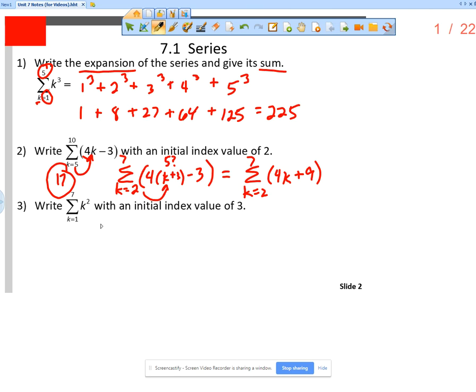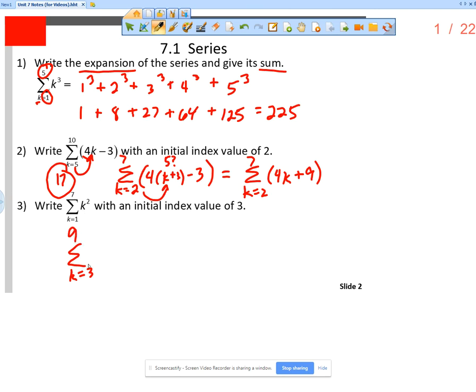All right, next one. Write the sum from k equals 1 to 7 of k squared with an initial index value of 3. So what does that mean? Instead of sum from k equals 1 to 7, I'm going to start with k equals 3. Well, I added 2, right? So I went from k equals 1, now I'm at k equals 3. So 1 plus 2 is 3. So that means instead of going up to 7, I'm going to go up to 9, right?